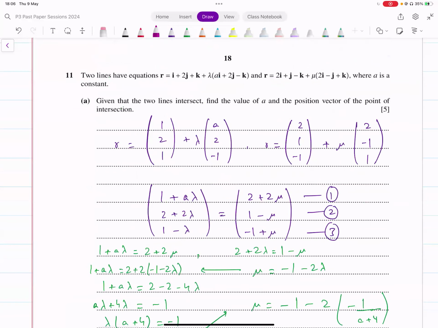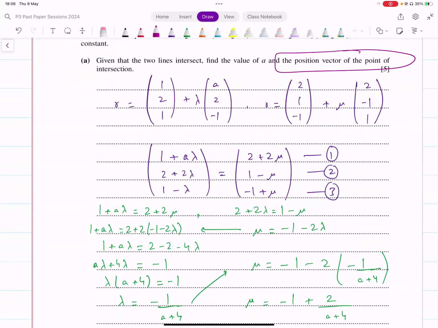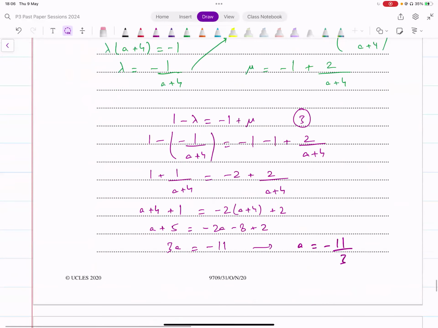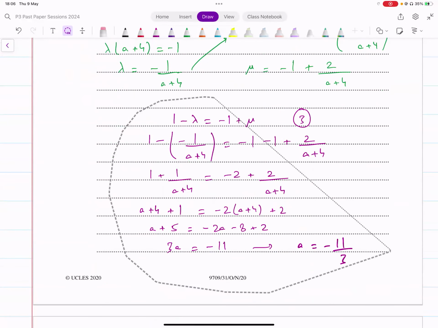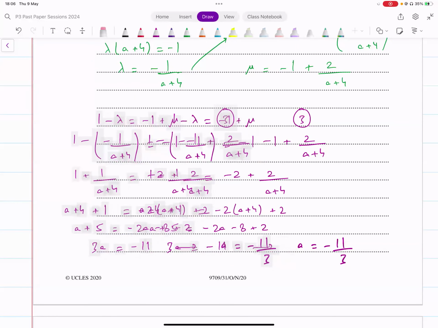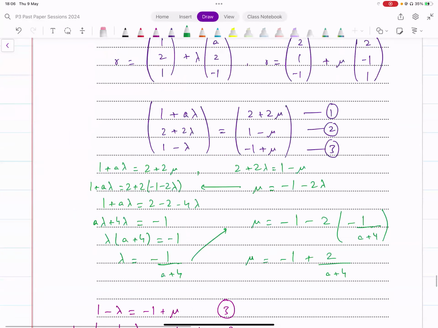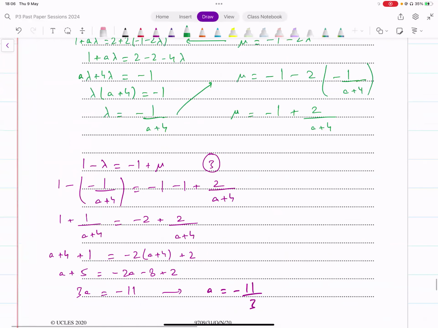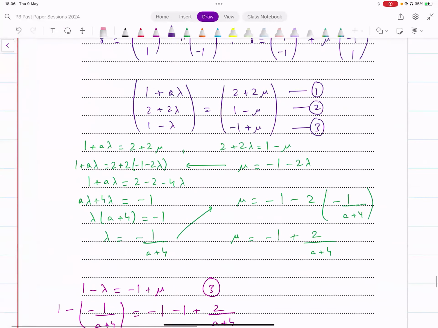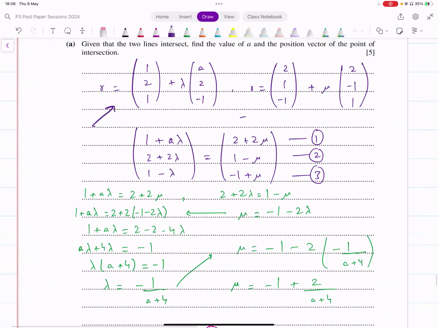Okay, now it also asks us to find the position vector of the point of intersection. How do you find the position vector of the point of intersection? Now that we know the value for A, we can find lambda and mu now as well. Lambda is this and mu is this. Find any of them and put that value of lambda or mu in either this equation or this equation, you will get the position vector of the point of intersection. All right, so that's what they want you to do now.